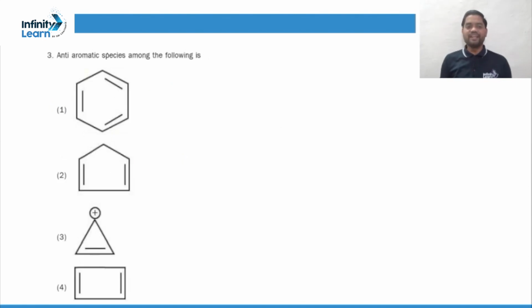Talking about question number 3, anti-aromatic species among the following. For anti-aromatic, it has to be cyclic, planar, conjugated, plus it should have 4n electrons, that is 4, 8, then 12, 16, and so on. This one has 6 electrons, so it is aromatic, not the right answer.